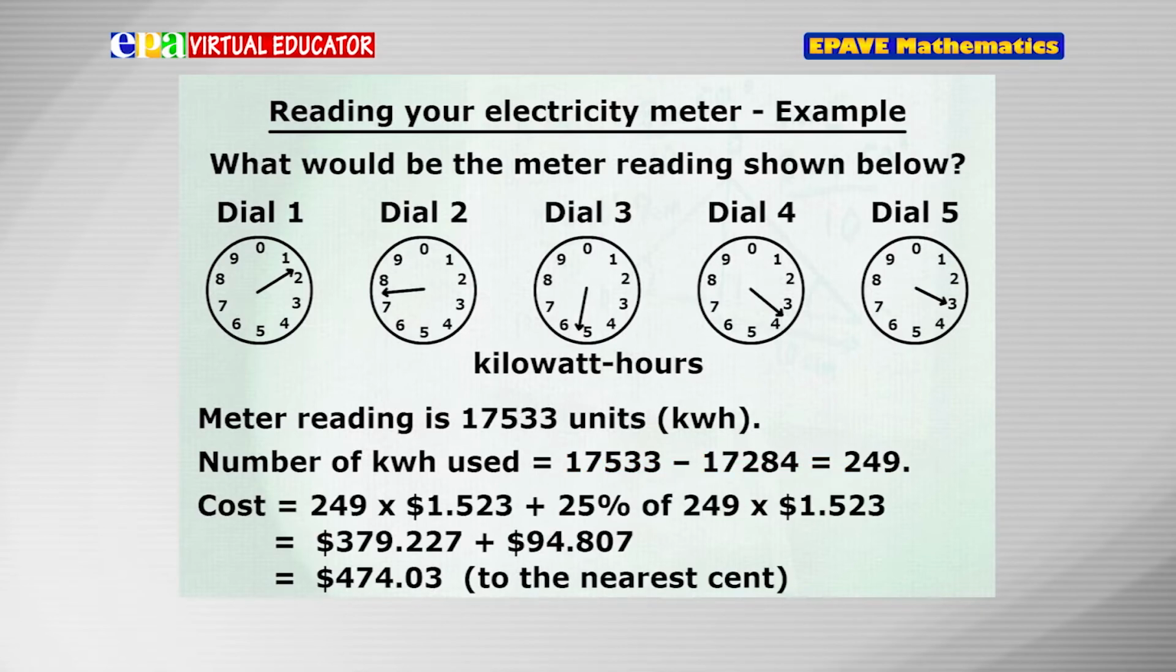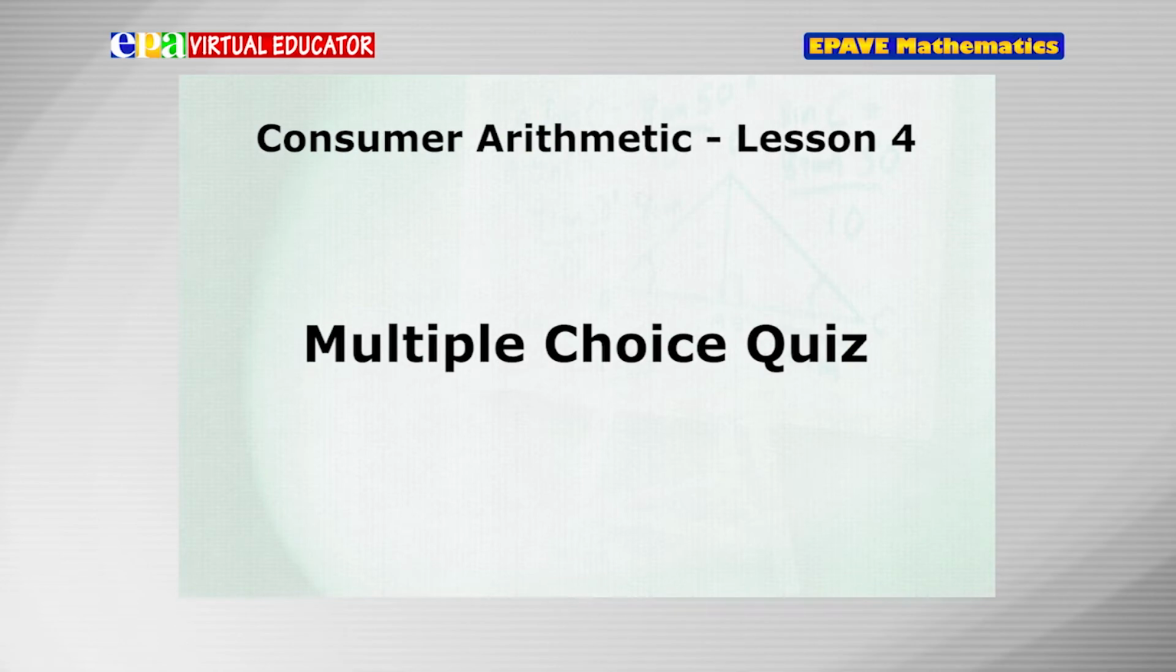The cost is equal to 249 times $1.523 plus 25% of 249 times $1.523. This is equal to $379.227 plus $94.807, which gives $474.03 to the nearest cent. You can now attempt the following multiple choice questions.